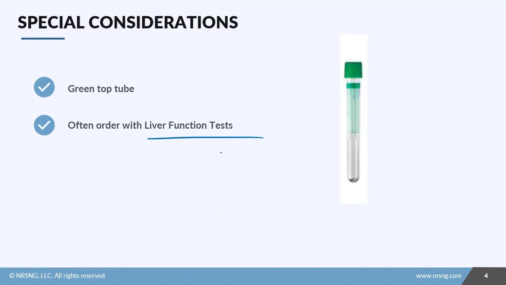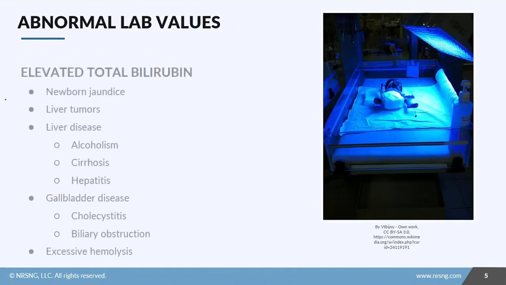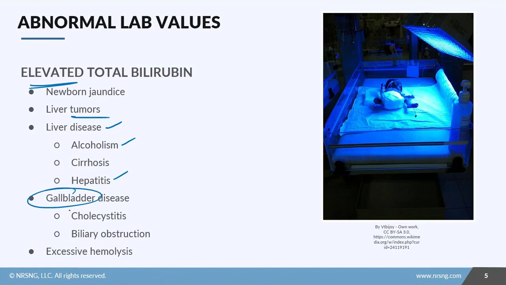Bilirubin is typically included with your liver function test or some other chems, and you're going to send this off to the lab with the green top tube. With patients that have elevated total bilirubin, you're going to suspect some sort of liver disease, whether it's alcoholic cirrhosis, some sort of viral or infectious hepatitis, or a liver tumor. Also look at the cause being some sort of gallbladder issue, so maybe cholecystitis or potential biliary obstruction.